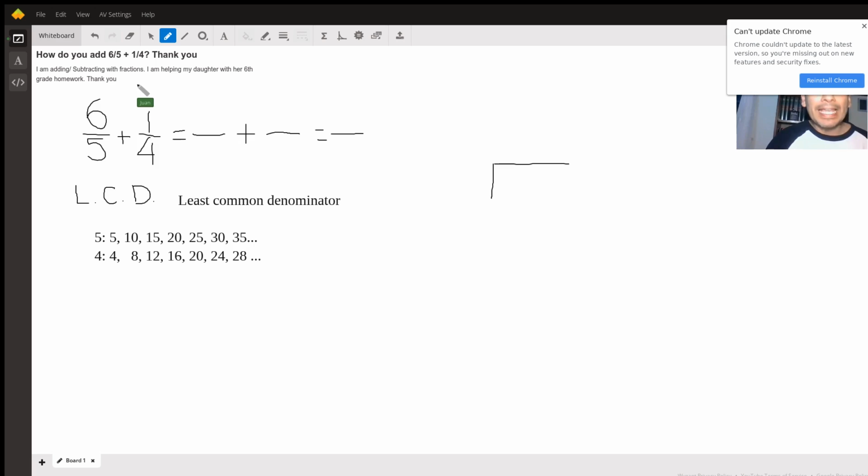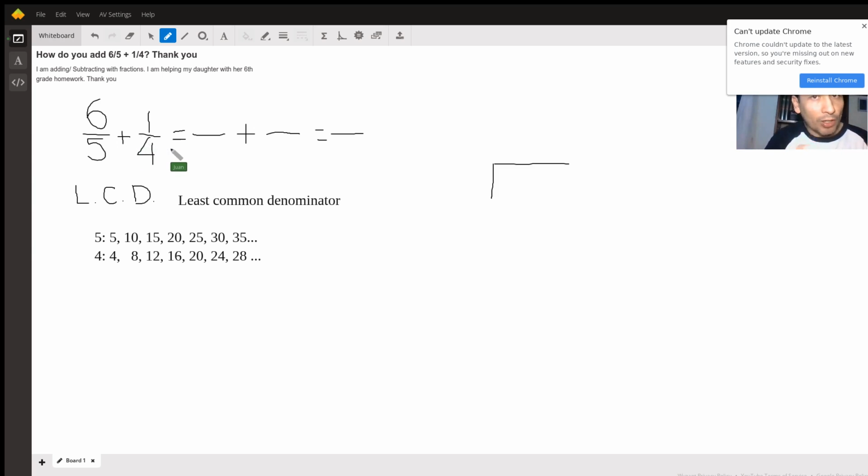Solve this problem. It says that we need to add 6/5 plus 1/4. Okay, so let me explain. The first thing that you need to see is that the denominator is different in this fraction and in this fraction. So you cannot add it like normally. Normally you can add the numerators and keep the denominator. But in this case, they are different.